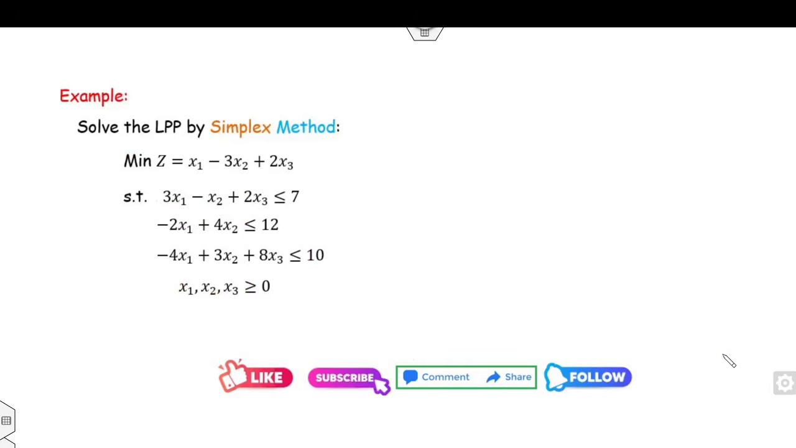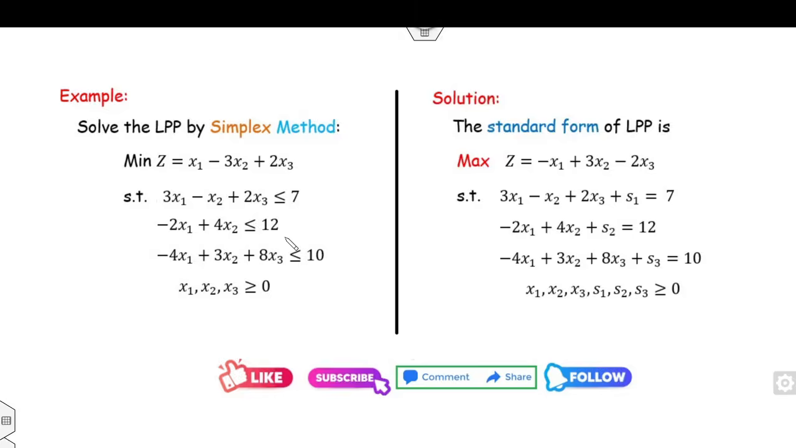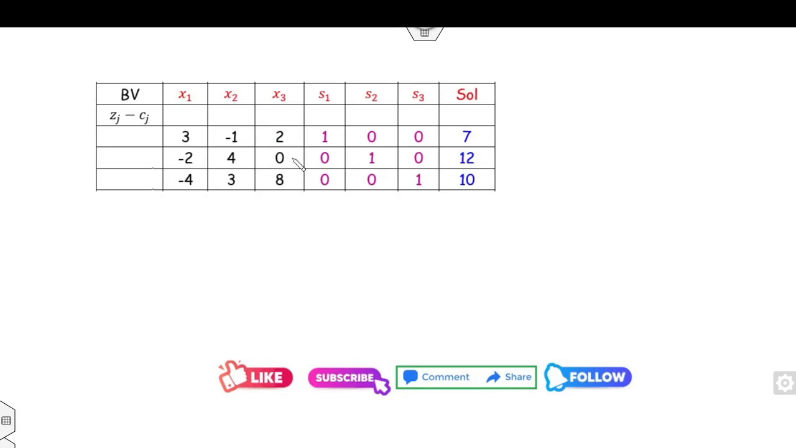Look at one more example. Again you can see these are the 3 variables. Again this problem is a minimization, so I can write this problem firstly in the maximization form. So maximization is minus x1 plus 3x2 minus 2x3, and I can convert it into the standard form by considering the slack variables. Again, you can complete these entries.